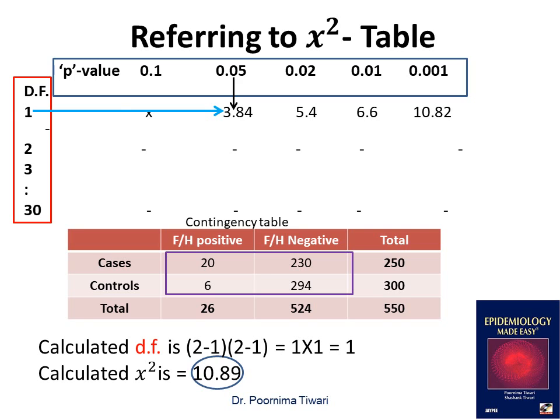In fact, it is higher than the value for p-value of 0.02 also. The chi-square value in fact is higher than the value for p-value of 0.001. It is 10.82 against degree of freedom 1, and ours is 10.89. So in fact our p-value is less than 0.001 also, or it is highly significant.